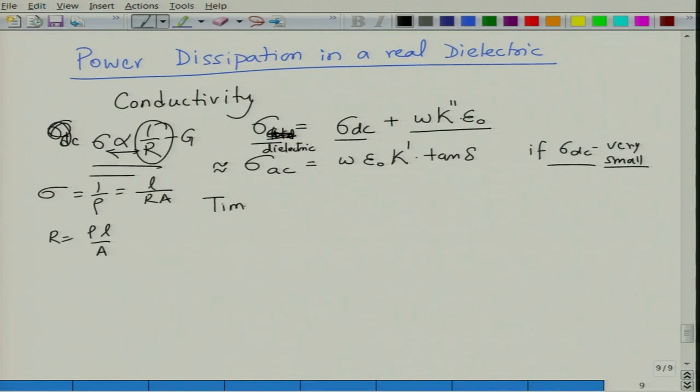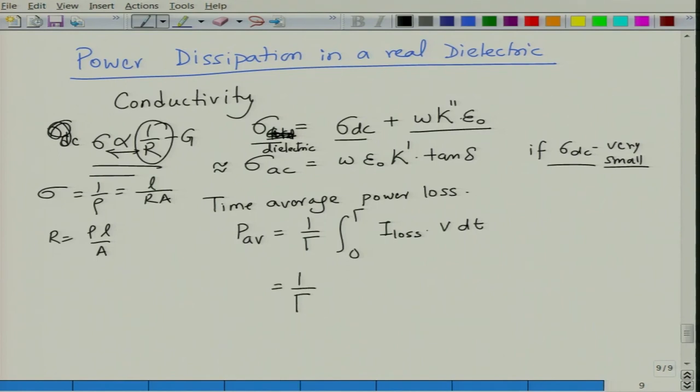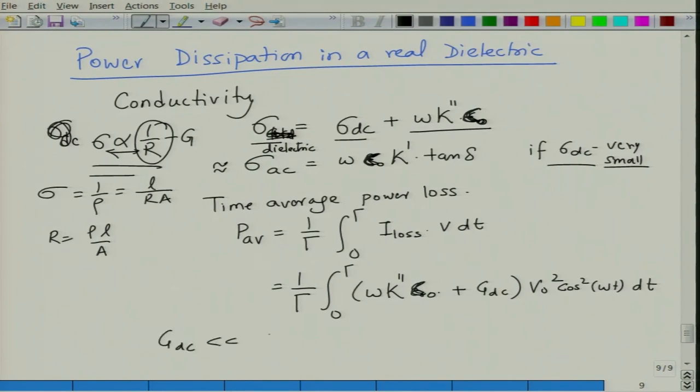So the time average power loss can be expressed as P average equal to 1 over the time period, integration over the time period of I loss times V dt. And this will be equal to 1 over the time period, integration over the time period of omega kappa double prime C naught plus G DC, into V naught square cos square omega t dt. And as we assumed earlier, G DC is very small as compared to G AC.